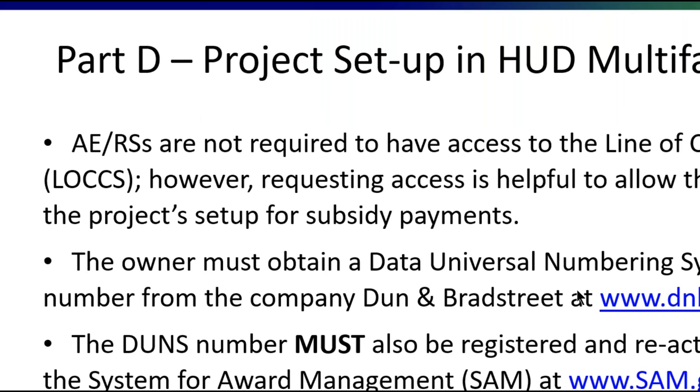Moving to slide 19, the AE or RS are not required to have access to the line of credit control system or LOCCS. However, requesting access is helpful to allow the AE or the RS to monitor the project setup for subsidy payment. The owner must obtain the DUNS number, and we provide you the website for Dun & Bradstreet. The DUNS numbers must also be registered and reactivated annually.